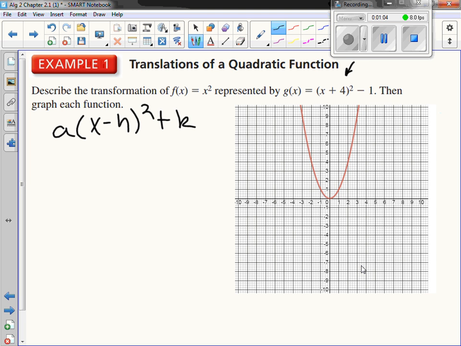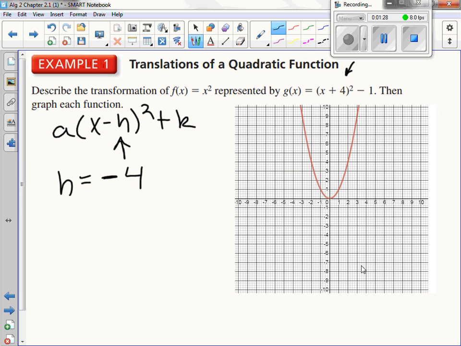Well, what do we have inside here? We have minus h. So the value of h, first off, has to be negative, because the only way that the sign inside the parentheses can be positive is if h is negative. And the value of h is 4. So what that tells us, since h is 4, it's moving to the left. How far? 4 units. It's moving to the left 4.